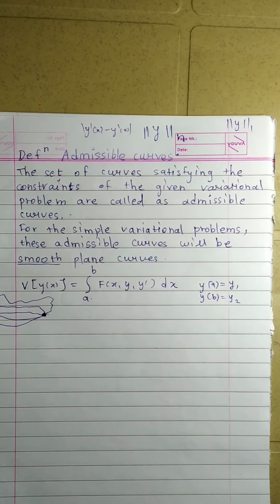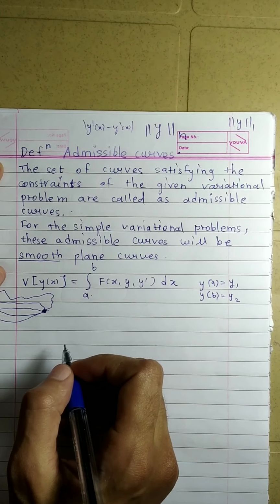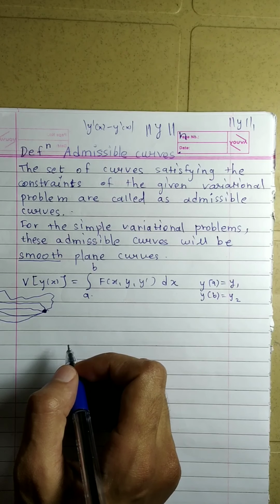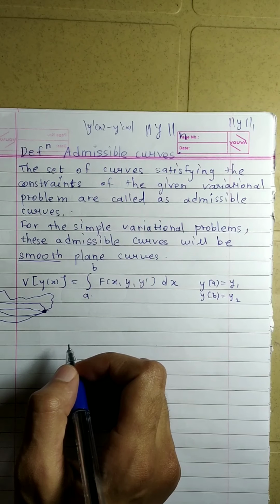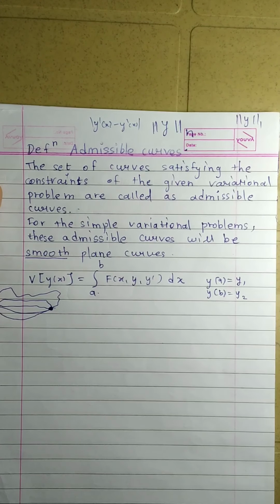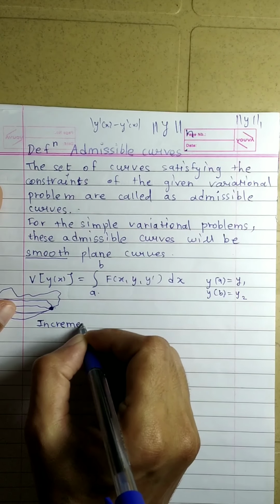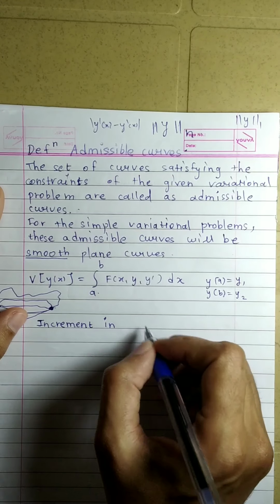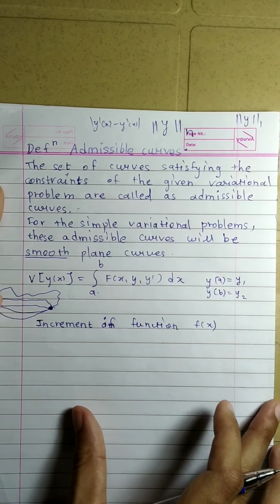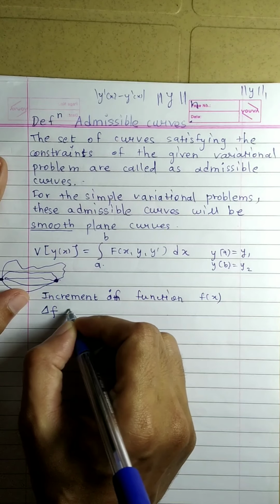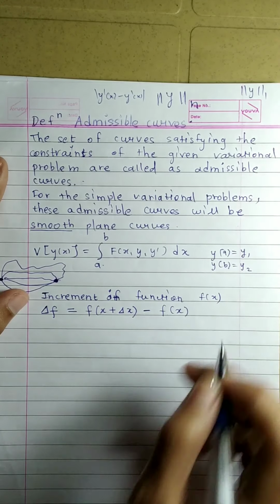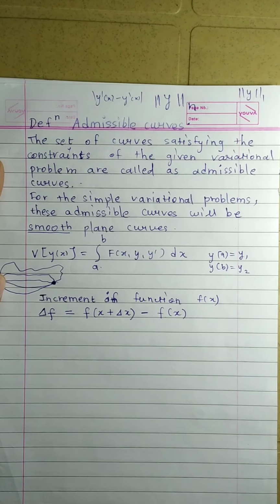Okay, next we shall define the variation in a functional. Before going for the variation in a functional, we will have to see what is the increment in a function and how we can relate that to define the increment in a functional. So the increment of function f of x is given by delta f equal to f of x plus delta x minus f at x. Okay, is it very clear from the definition why it is called the increment?